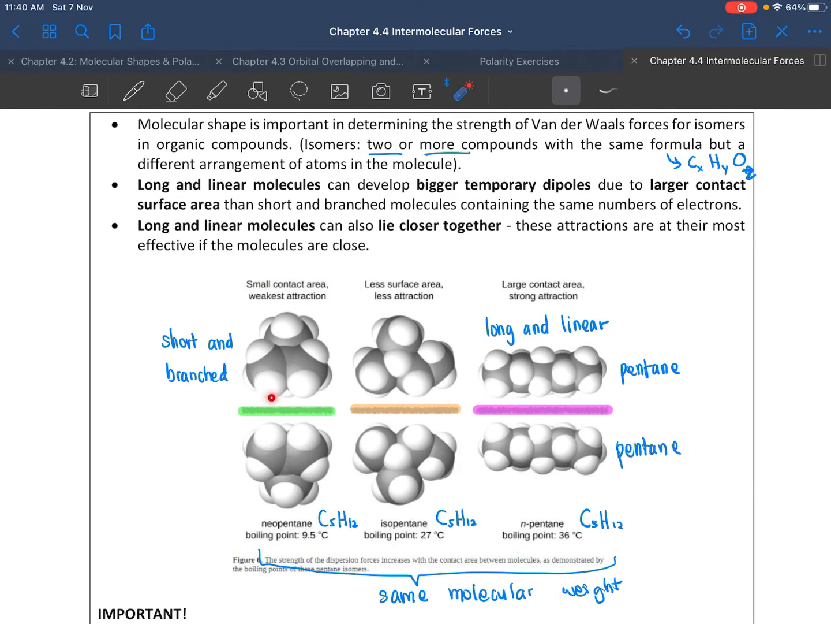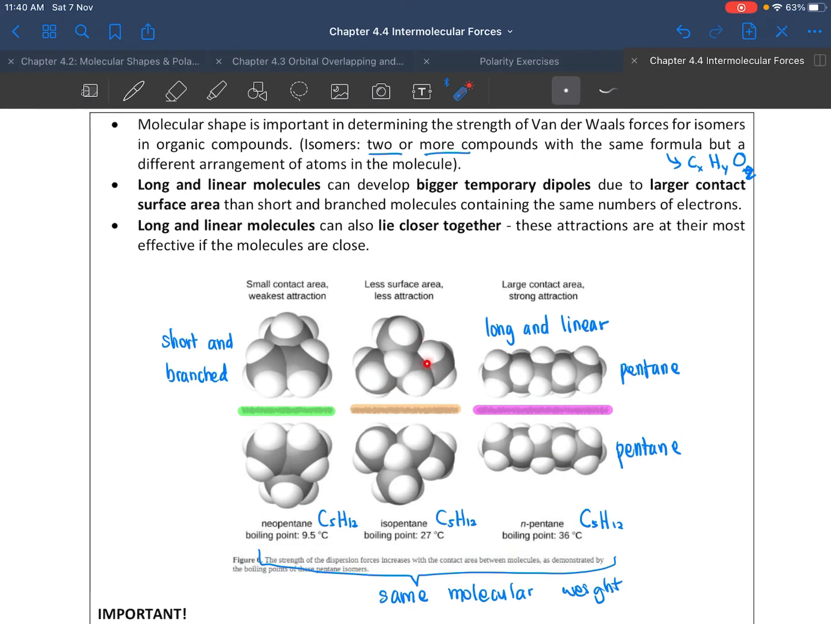Attraction dia paling lemah. Okay, so key dia dekat sini adalah long and linear molecule ada greater contact surface area and stronger attraction. Tapi short and branch molecule ada small contact surface area and weak attraction. Okay, so long and linear molecule can also lie closer together. Okay, so these attraction are at their most effective if the molecules are close. Okay, so long and linear, dia tak banyak branch tau. So kamu pentane dengan pentane ni dia boleh duduk dekat antara satu sama lain.